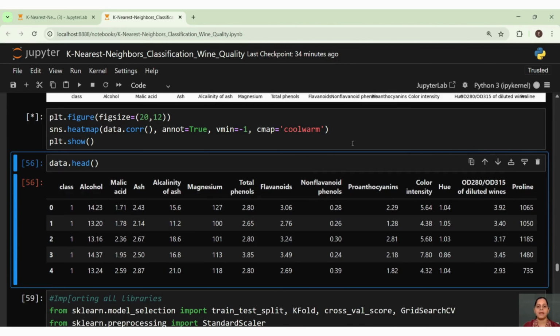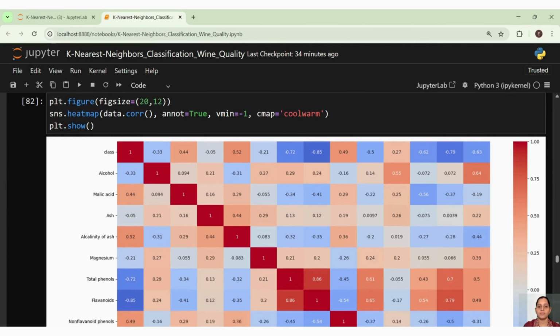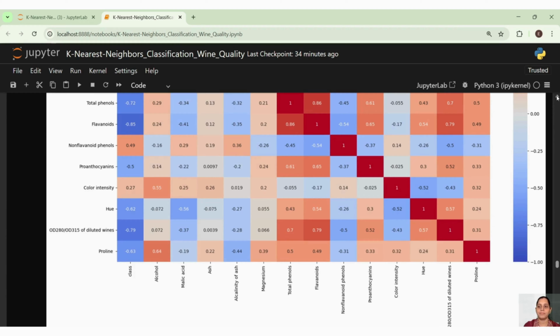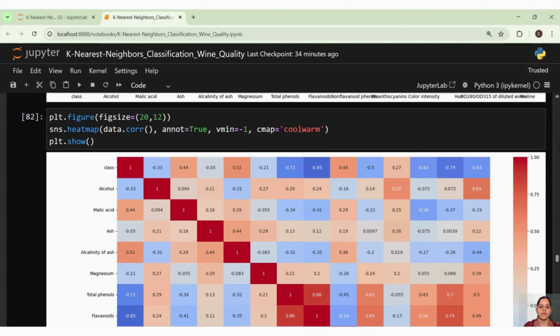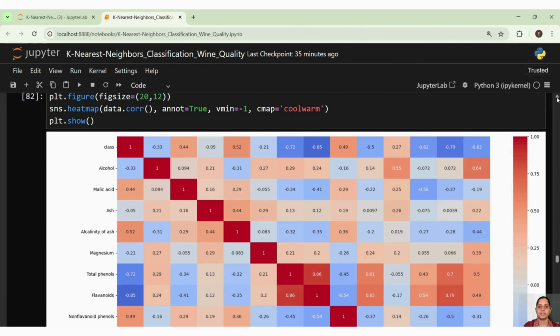So this is my heat map. If you see, what is my target value here? My target here is class, and I can see that most of the variables are negatively correlated. However, we need to understand the positive ones. So 0.44 should be my malic acid. Yeah, my malic acid is responsible to determine the class. Then 0.52 we have alkalinity of ash. We have 0.52 that determines your class majorly.